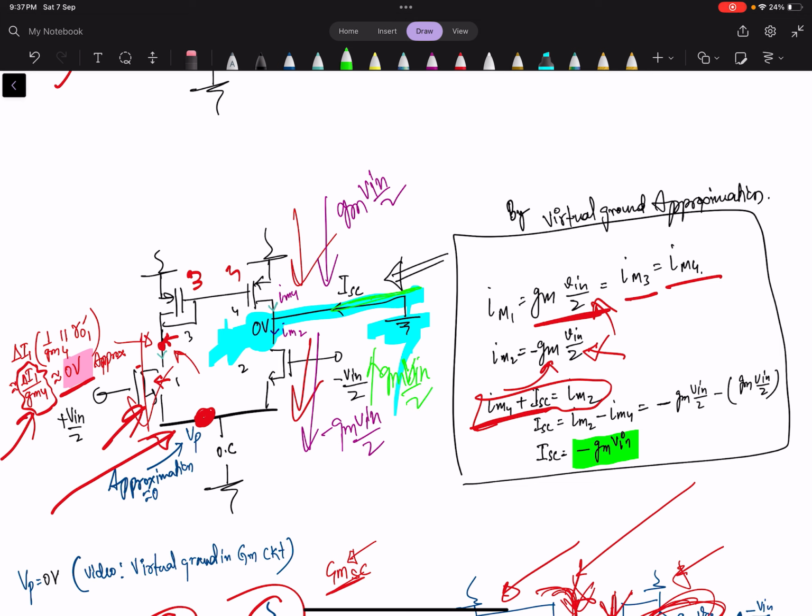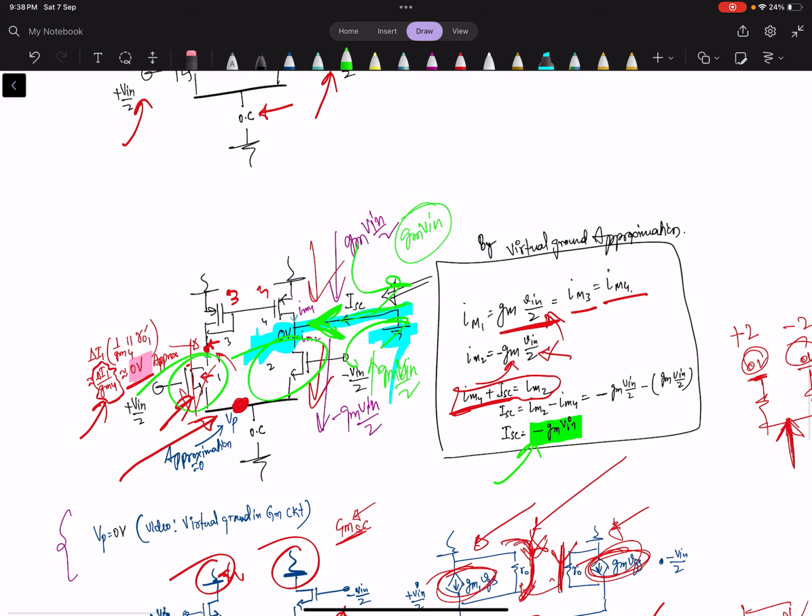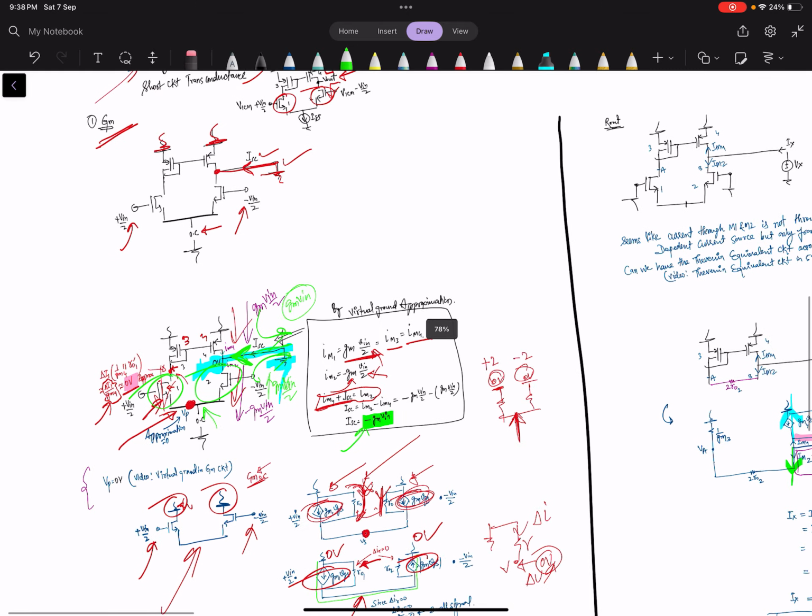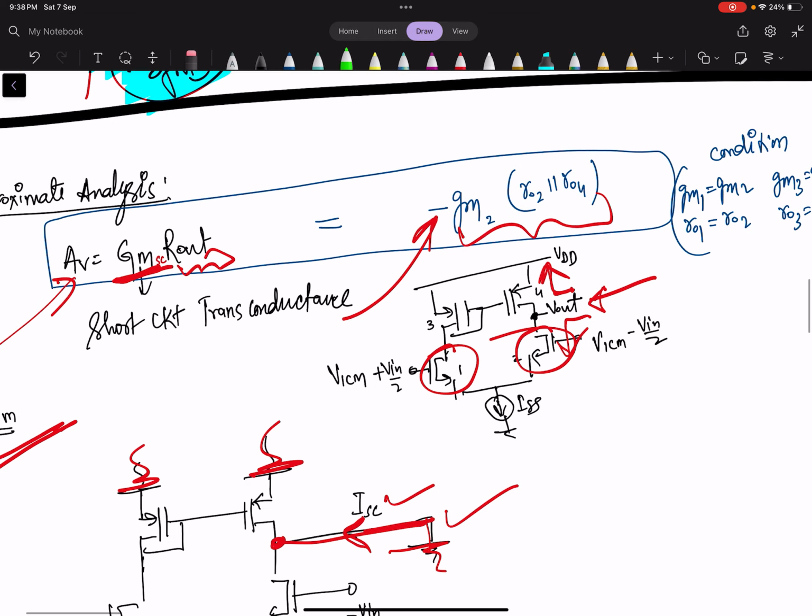So total current from here and here will be GM V in, but the short circuit transconductance direction of current is this, so it will be minus GM V in. So this is the short circuit current, and the transconductance will be minus GM of 1 and 2. Okay, so the only thing is that you have to see the virtual ground concept here in approximation. Now we got that the GM short circuit is GM2, minus GM2 or GM1.